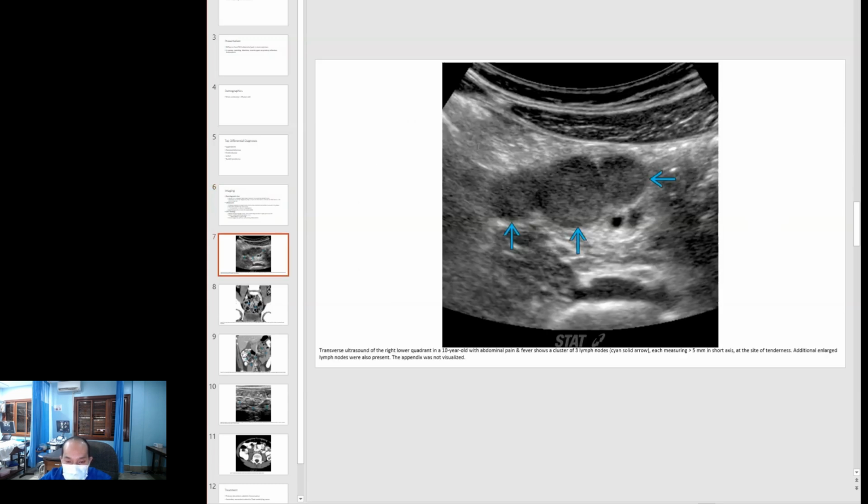This is an ultrasound of the right lower quadrant in a 10 year old with abdominal pain and fever, showing a cluster of three lymph nodes, each measuring more than 5 mm in short axis. Additional enlarged lymph nodes were also present. The appendix was not visualized.